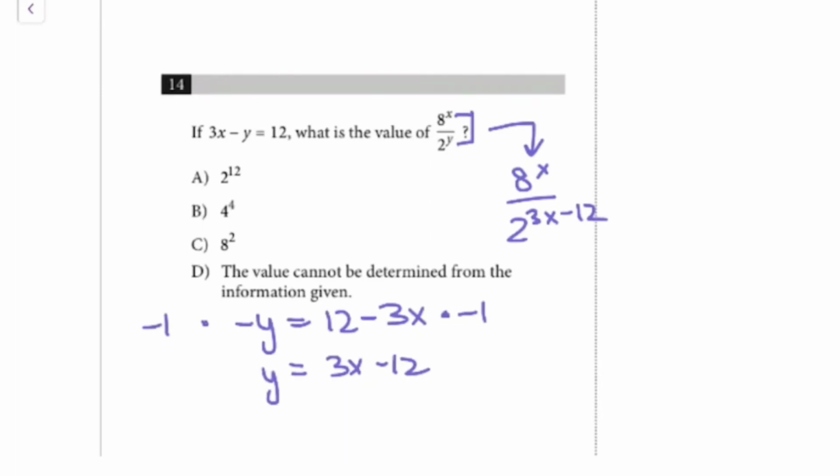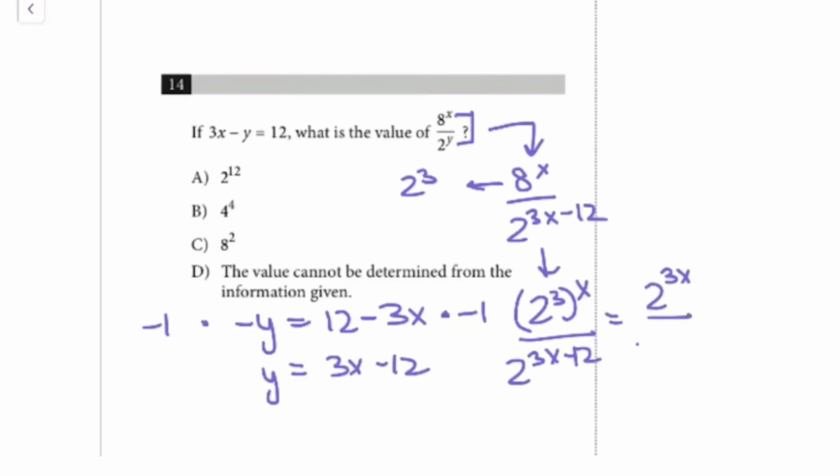So now we need to figure out how to combine this. And the only way to combine powers or to combine numbers that have exponents is to make them have the same base. So we know that 8 is the same thing as 2 cubed. So what this ends up being is 2 cubed whole power x, sorry, I don't know why I said 6, over 2 to the power 3x minus 12. So when I have an exponent to another exponent, I have to multiply the exponents together. So I get 2 to the power 3x over 2 to the power 3x minus 12.